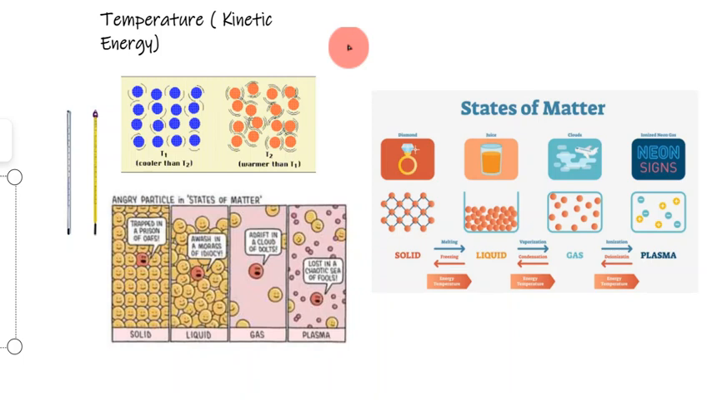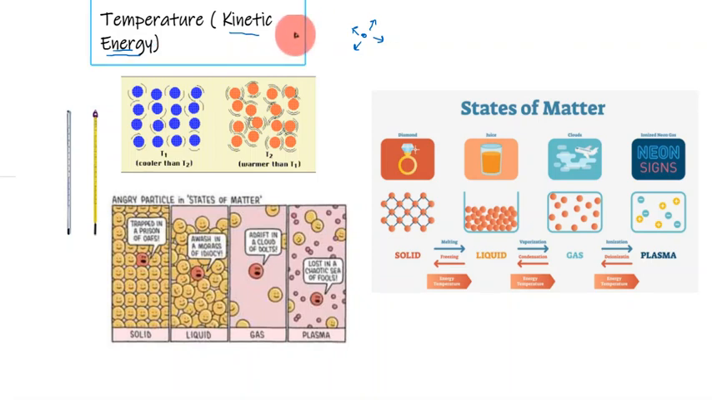So for example, if I had a particle like this, the more this particle is vibrating or moving, the more kinetic energy it has. Kinetic energy is just the energy an object has because of its motion, when it's in movement. And temperature is directly linked to that.